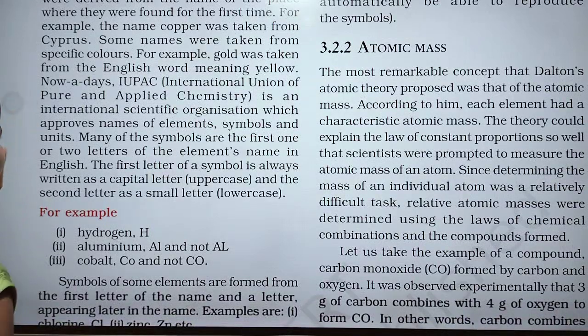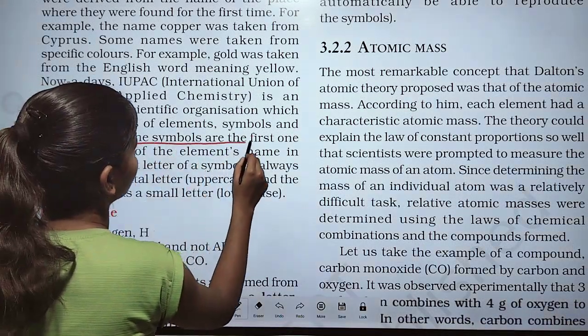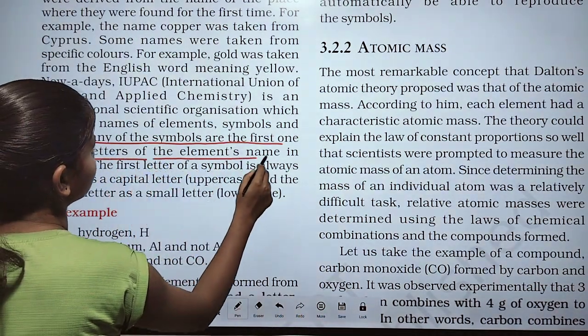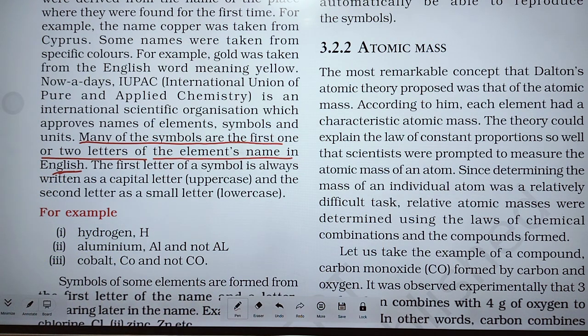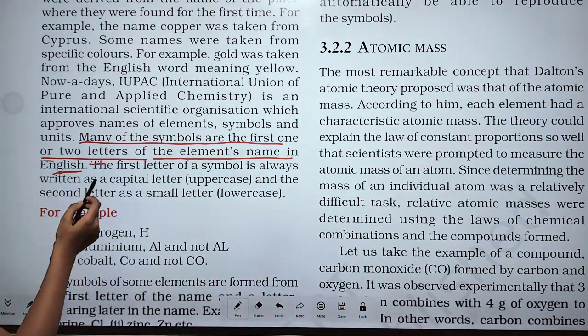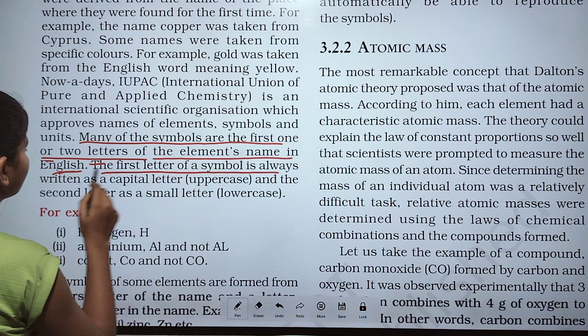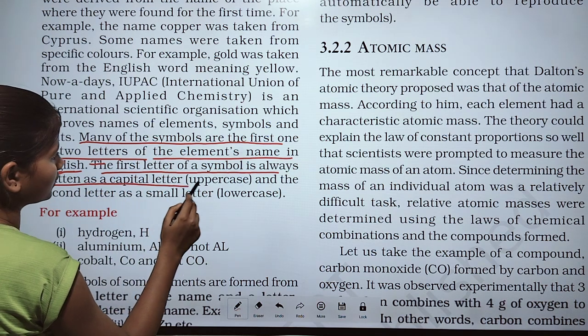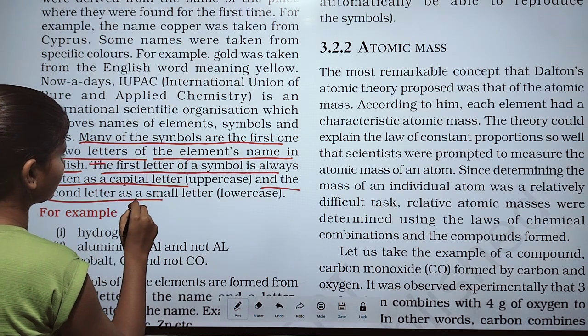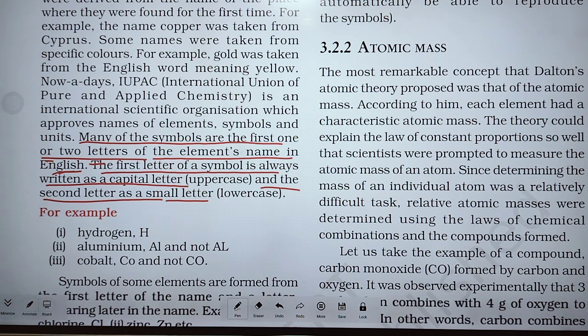Many of the symbols are the first one or two letters of the element's name in English. The first letter of a symbol is always written as a capital letter, and the second letter as a small letter. Here is an example also.